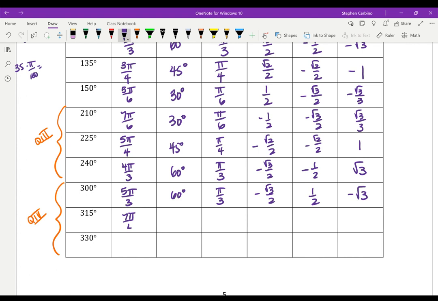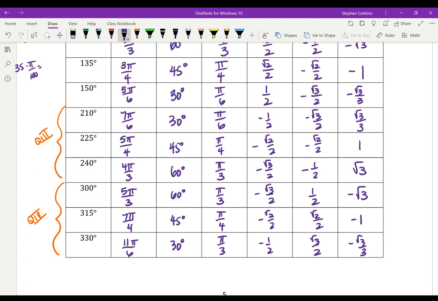315 should come out to be 7 pi over 4, 45 degrees, pi over 4, square root of 2 over 2 but negative, square root of 2 over 2 but positive, and 1, and negative. 330 should be 11 pi over 6 because there's 11 30s in 330. 30 degrees, pi over 6. For 30 degrees, we have 1/2, but negative, square root of 3 over 2, and positive, and negative square root of 3 over 3. So we can see a lot of this is all pattern-based.